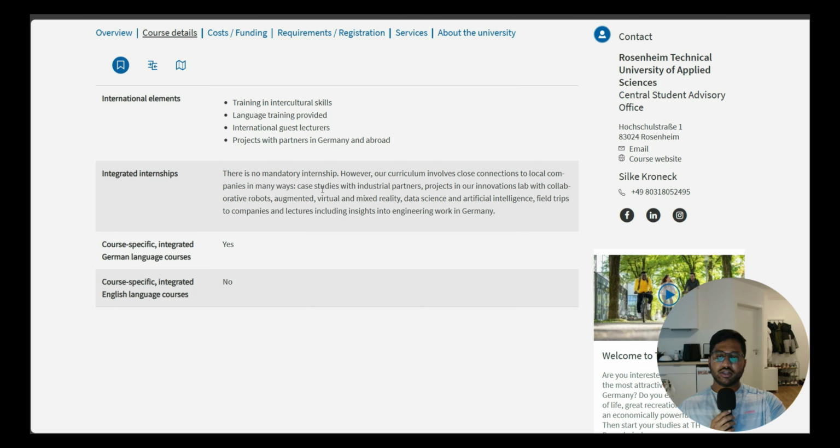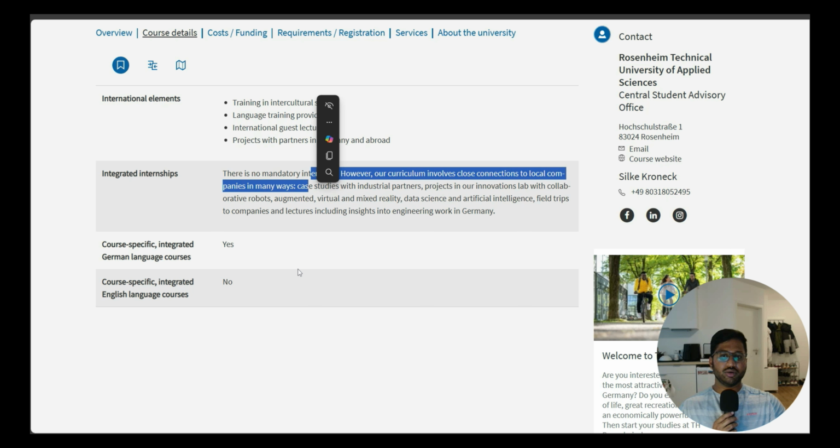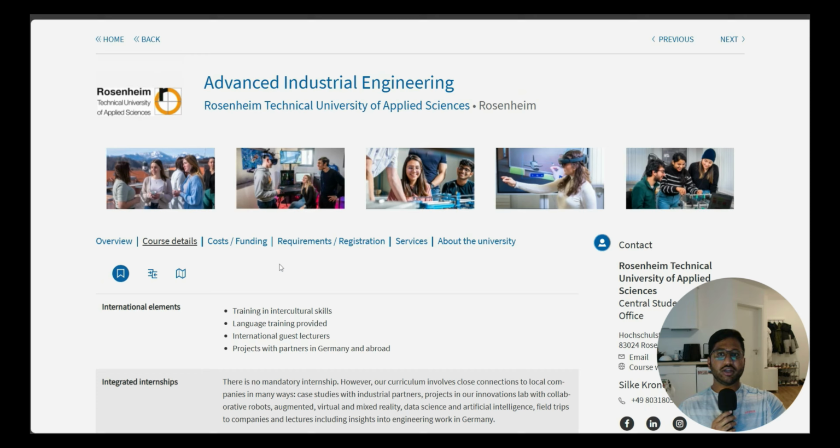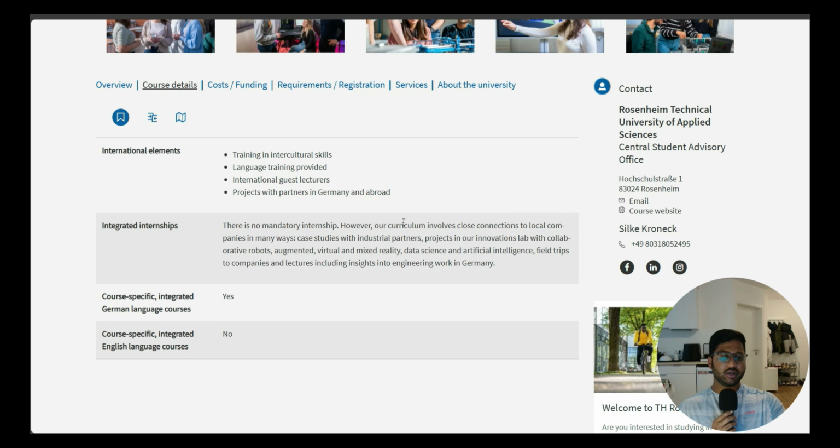Integrated internship. There is no mandatory internship. However, the curriculum involves a close connection with local companies in many ways. So local companies usually know this particular college because it is a TU, Technical University of Applied Science. Usually a Technical University of Applied Science is known to companies which are local. So you can also apply there for a voluntary internship. You will also get your voluntary internship.